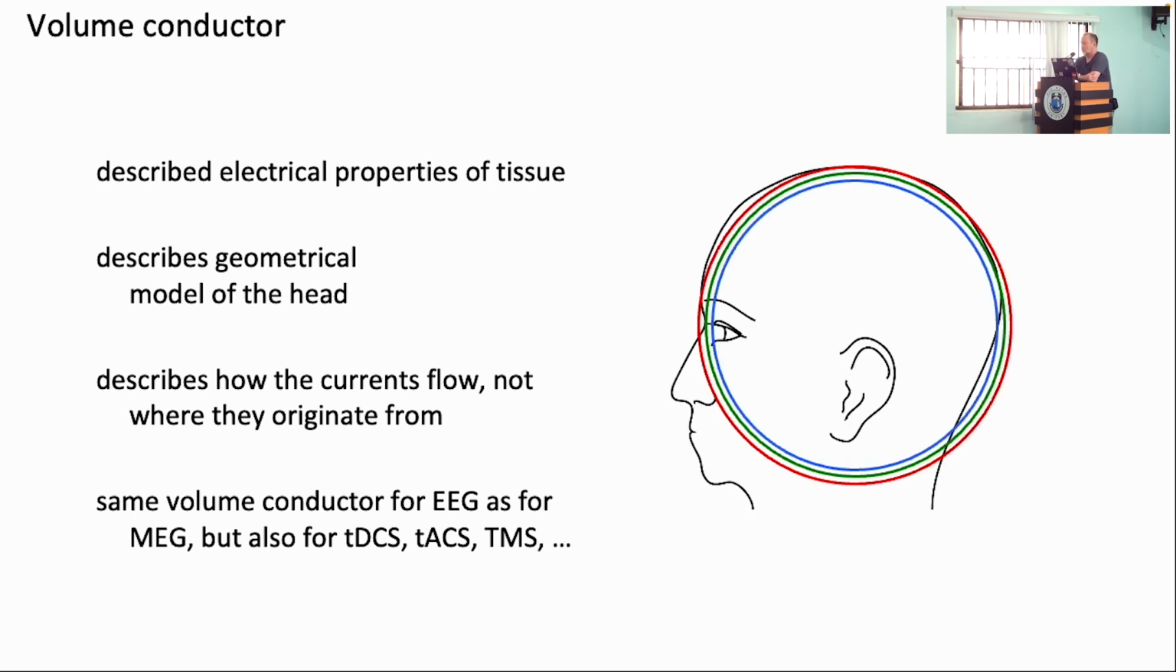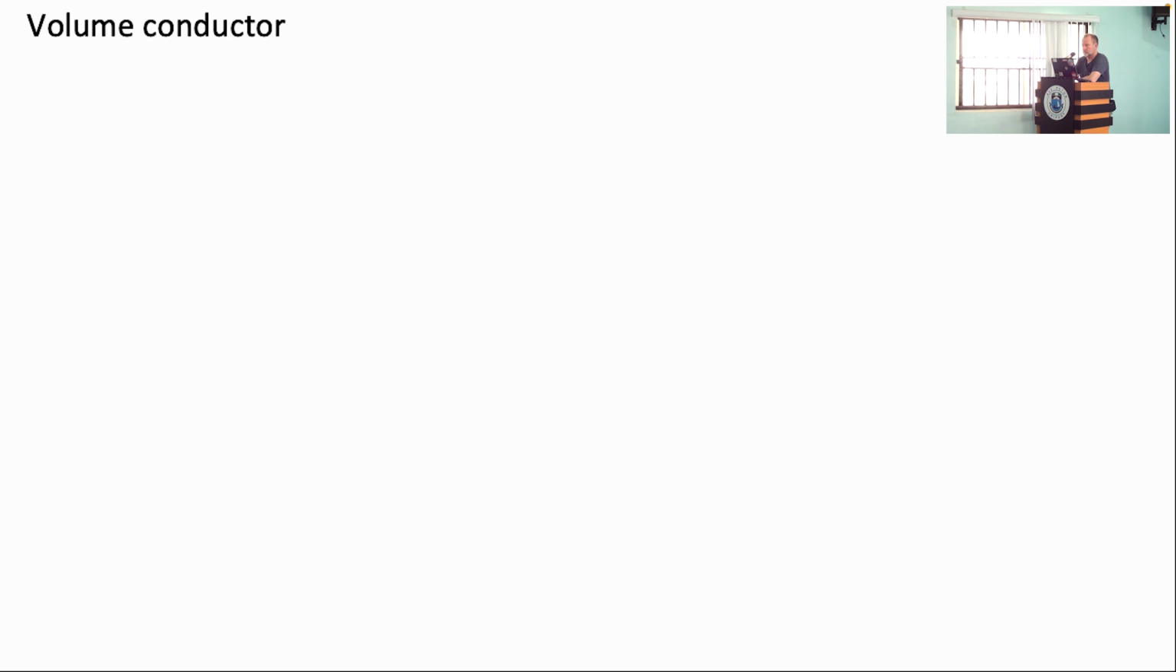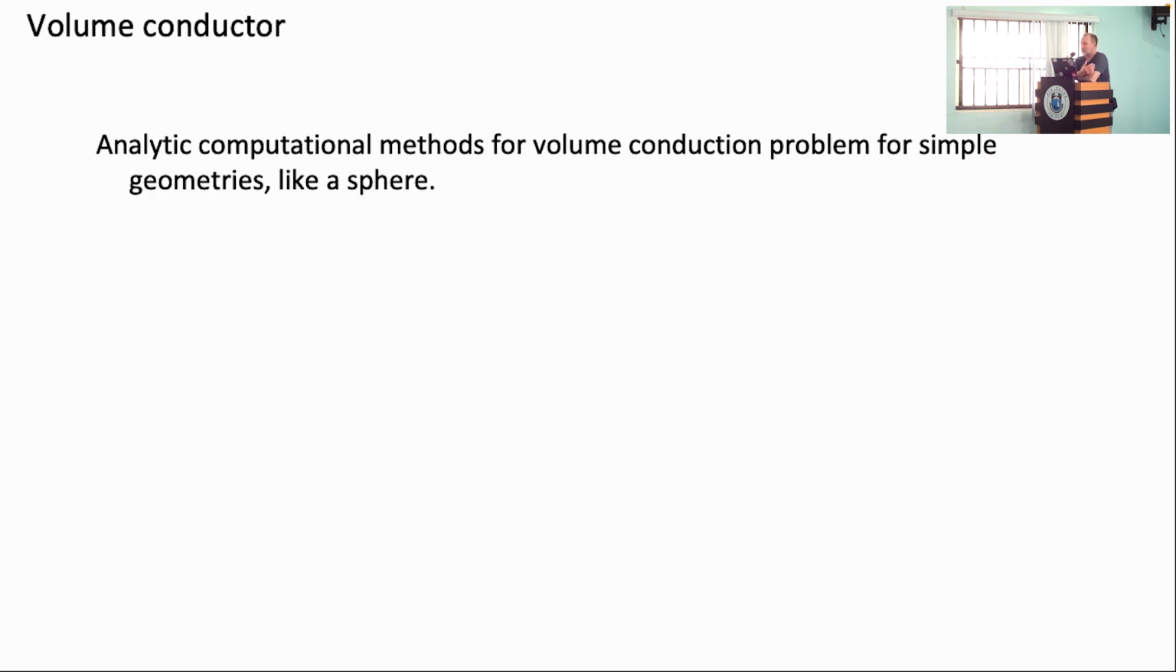Very simple models describe the head as a sphere, and that is actually quite useful, but it's not so accurate, and especially it's not so accurate if we want to subsequently co-register the dipoles that we fit to the EEG to the underlying anatomy. So nowadays we're not using spheres so much anymore, but we're using more realistic geometries. Analytic computational methods for the volume conduction problem allow for simple geometries, such as a sphere. For a sphere, we know exactly how to compute how the volume currents flow through it. And that makes us very accurate and very fast.